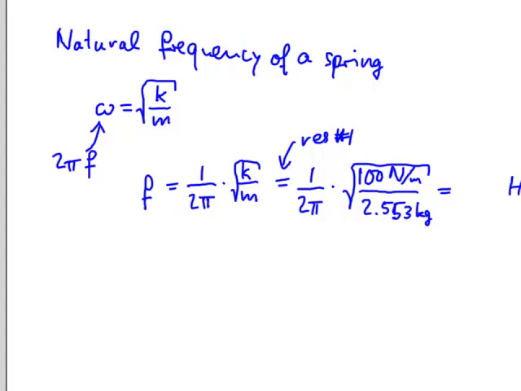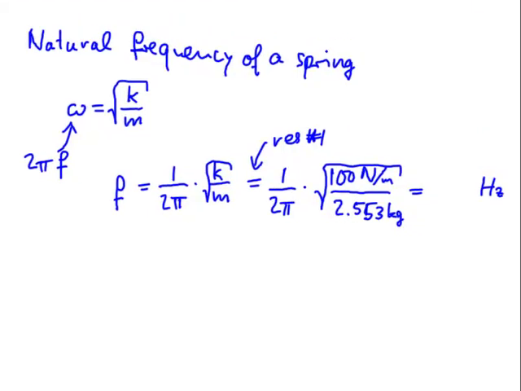That was pretty quick here for the unit analysis. I'm going to shift this over a little bit so it's in the picture. And so now I'm going to do the calculation: 1 over 2 pi times the square root of 100 divided by 2.533, and I come up with 0.996 hertz, or around 1.00 hertz, which is of course what we saw.